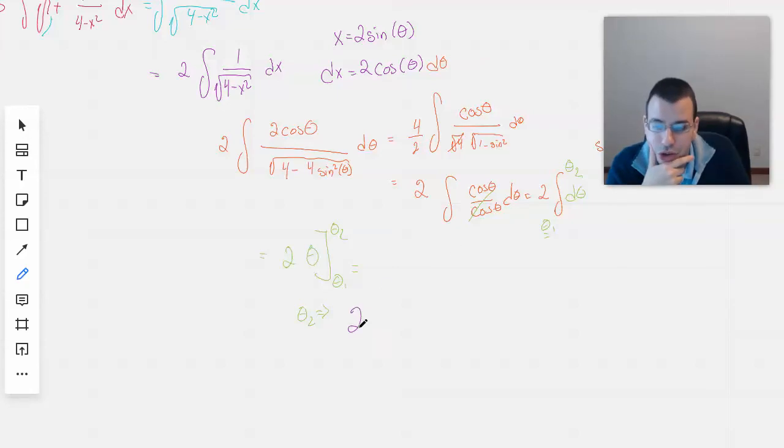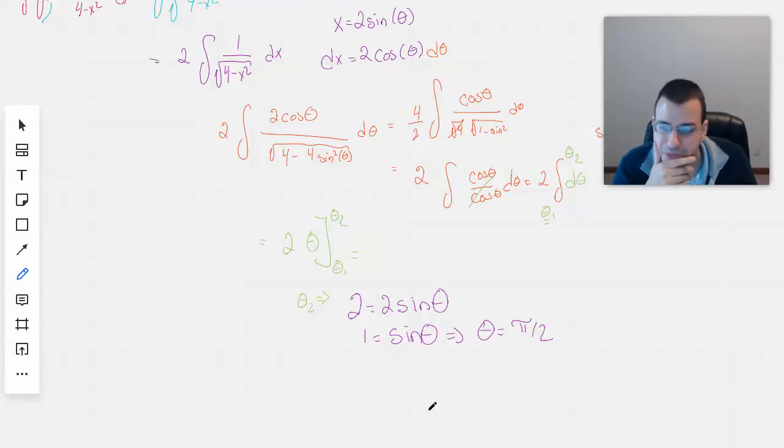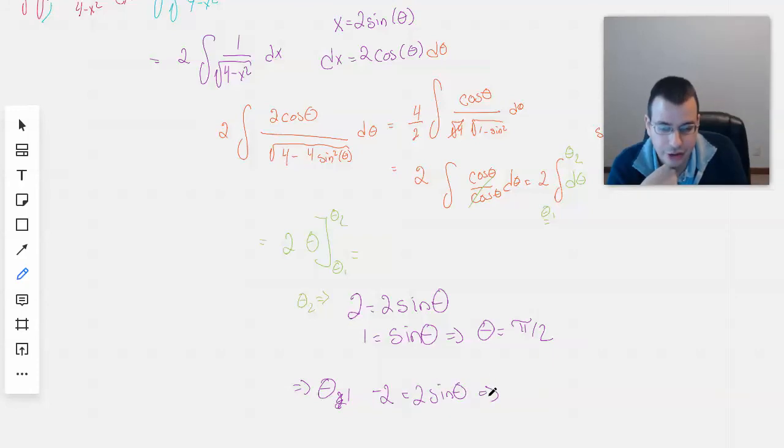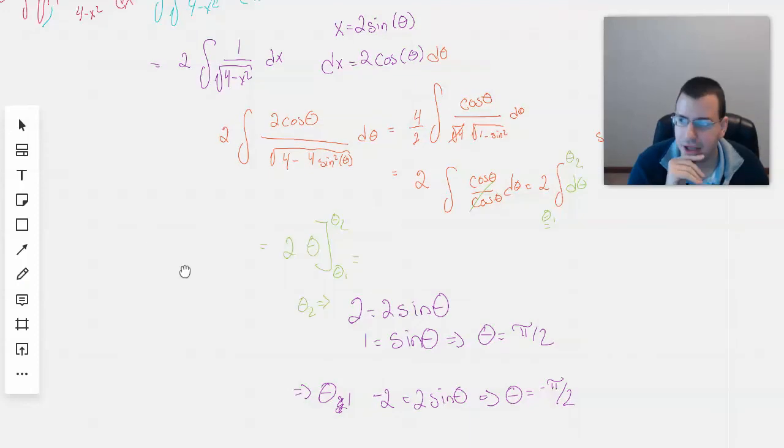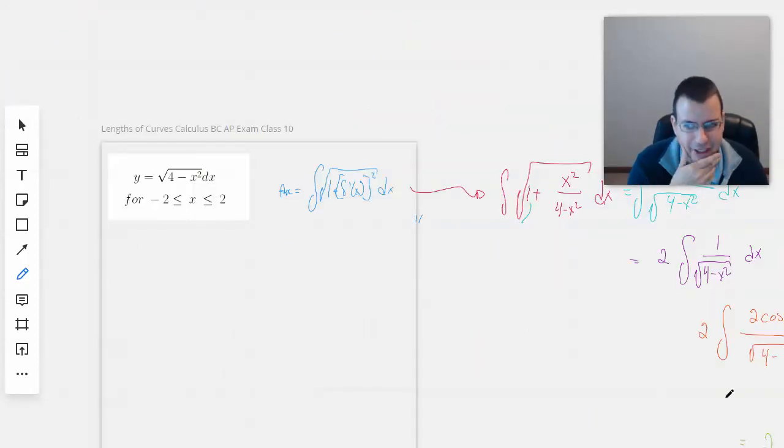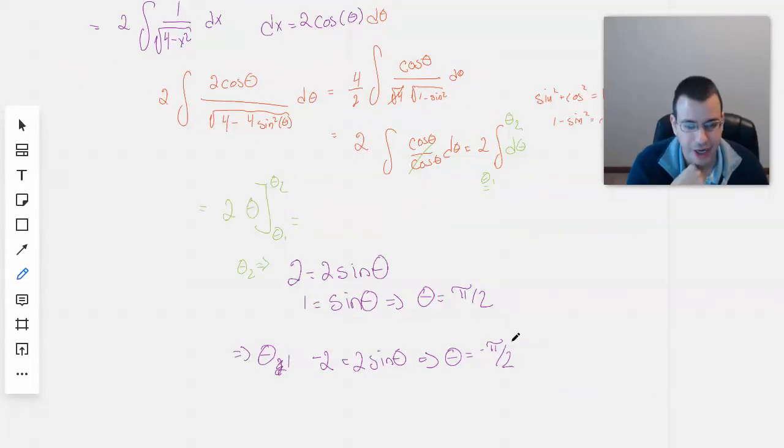So 2 equals 2 sine theta. Therefore 1 equals sine of theta. Therefore theta equals pi over 2. Alright, so theta 1, it was negative 2, would equal 2 sine theta. Therefore theta will be negative pi over 2. I think we can do 3 pi over 2 as well. But since it goes from negative to positive, I have a feeling it would work out better if we do pi over 2 and negative pi over 2.